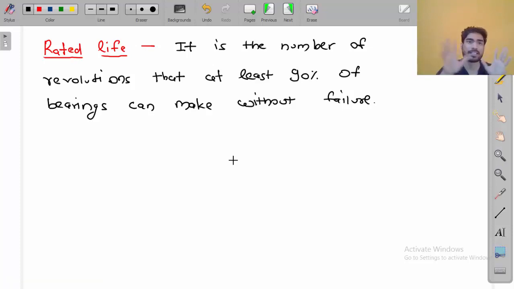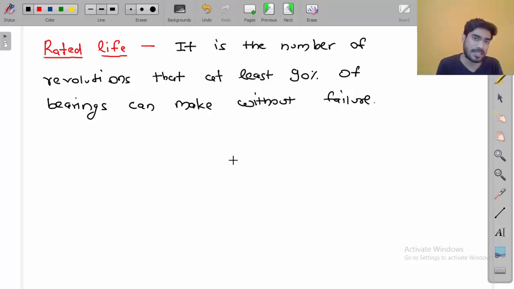Let's say you are manufacturing 100 bearings, and you want to find the life of the bearing. What will you do? You cannot test each and every bearing. Let's say you are a bearing manufacturer. You will not test each and every bearing. What will you do? You will test only one or two bearings and you will see what the life is. And based on that, you will say that these 100 bearings have this much life.